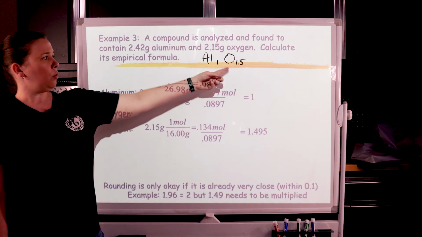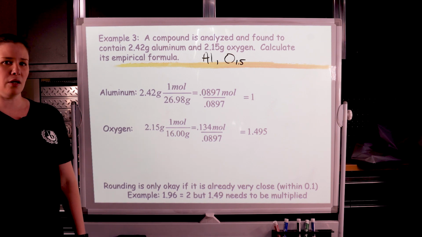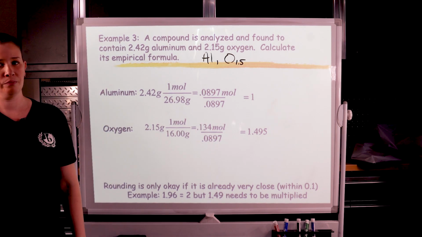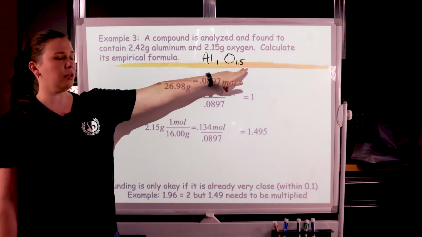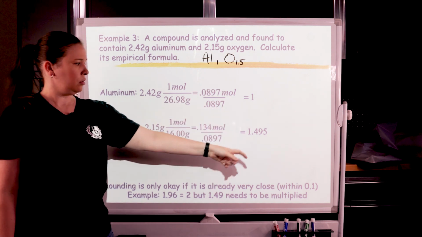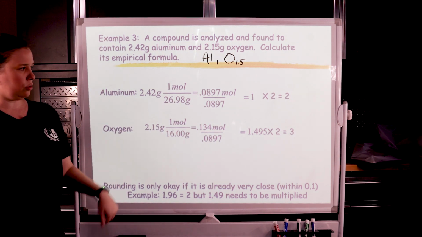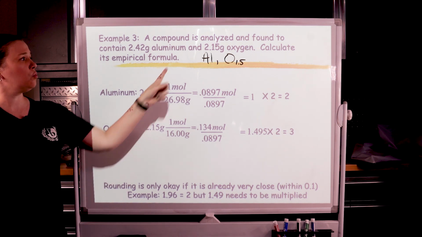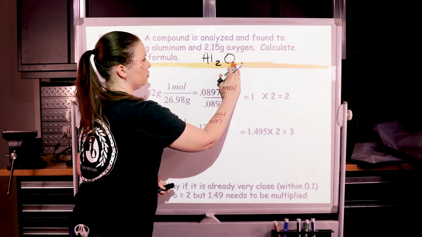Well, should I round the 1.5 all the way down to 1? Like, is this a 1-to-1 ratio? That's not quite right. Should I round it up to 2? Is this a 1-to-2 ratio? Still not quite right. So how could I represent the 1 to 1.5 ratio as whole numbers? We can just double it. We can get 2 aluminums to be equal to 3 oxygen. And that is the exact same ratio as 1 to 1.5, but as whole numbers, which is exactly what we're going for here.